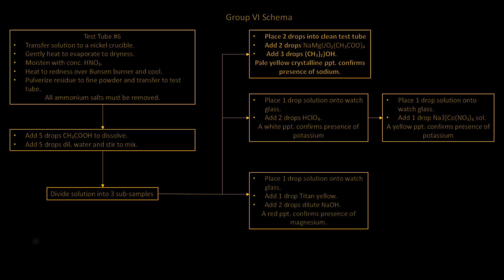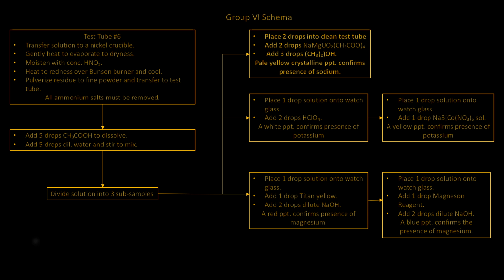From the third portion of solution, 1 drop is placed on a watch glass, and 1 drop of Titan yellow is added as an indicator. 2 drops of diluted sodium hydroxide are then added. The formation of a red precipitate may confirm the presence of magnesium. On another watch glass, another drop of solution is placed. 1 drop of magneson reagent is added, along with 2 drops of the diluted sodium hydroxide. A blue precipitate will confirm the presence of the magnesium in the sample.